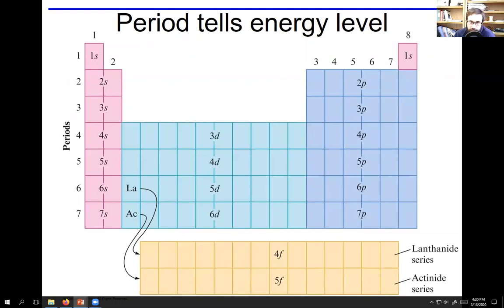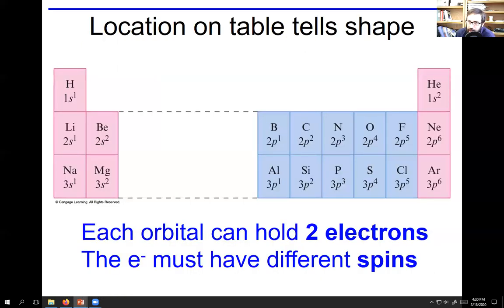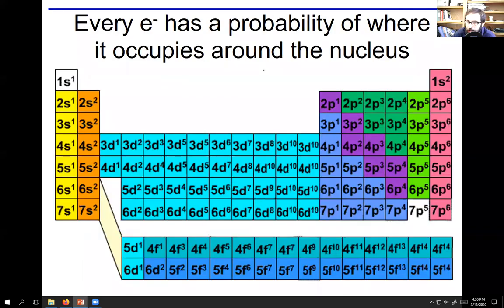So the period tells us the energy level. I mentioned that a few videos ago. Basically, that's the principal quantum number. Row and period are two words for the same thing. Periodic table, okay? I guess I could call it the row table. It doesn't sound as good. And so the location on the table tells you something about the shape, right? And we said that the shape was the L value, SPDF orbitals. And so each orbital can hold 2 electrons, and electrons must have different spins. That's how each orbital can hold 2 electrons, okay?